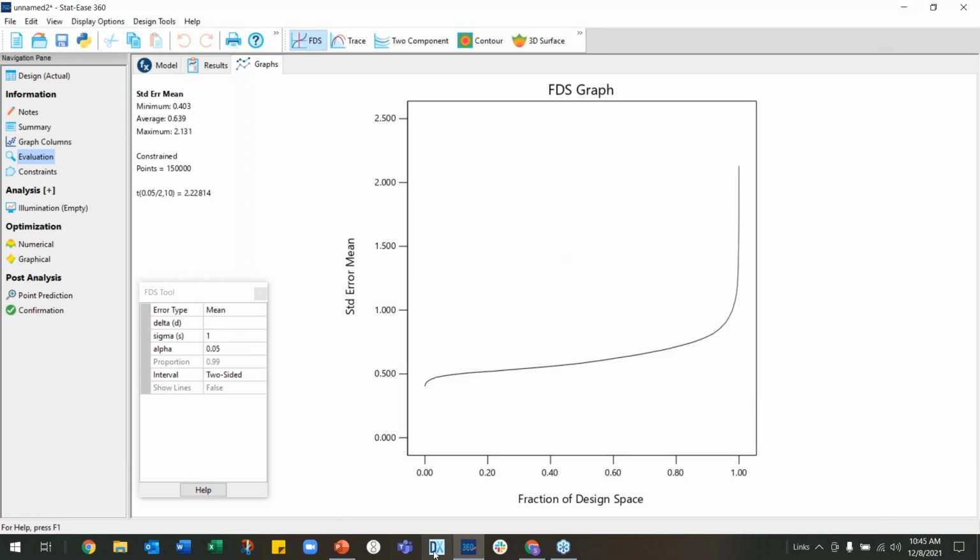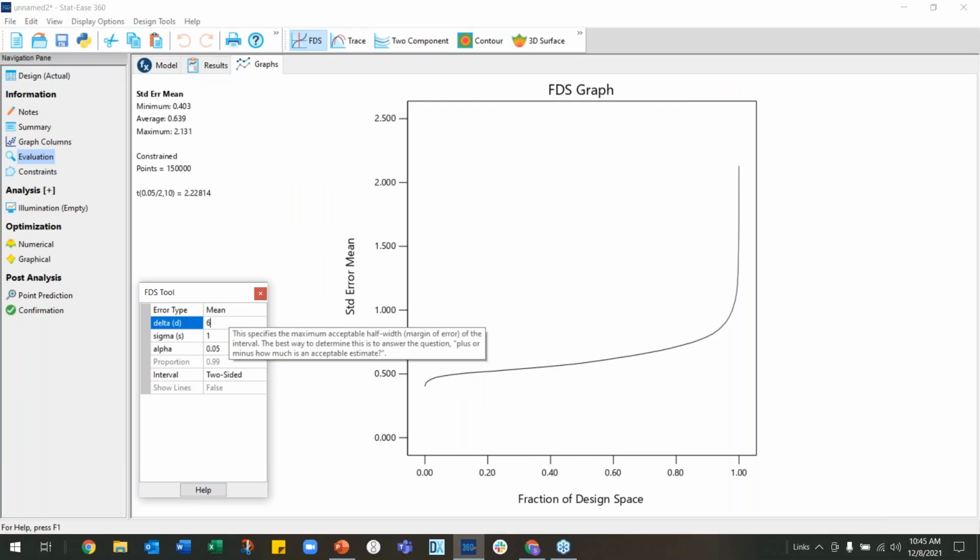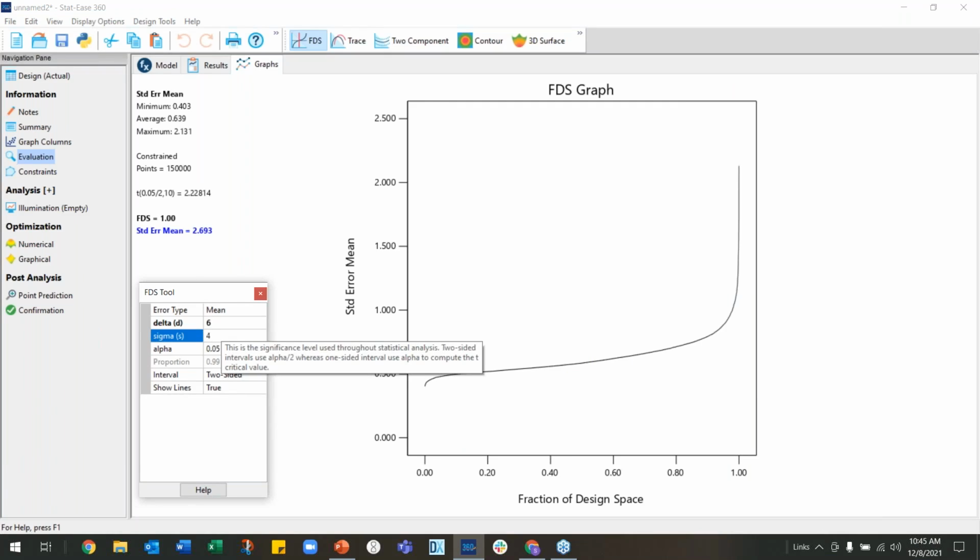All right, so we have the graph built now. I have to go back to my slides and check. We want to estimate the illumination with a precision of plus or minus 6 and standard deviation of 4.5. So we need to put in 6 and 4.5.